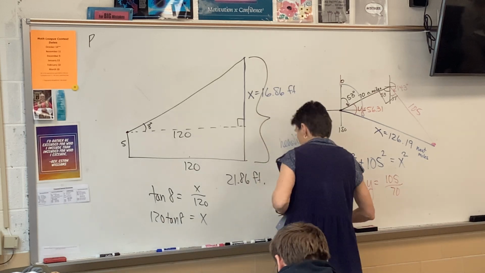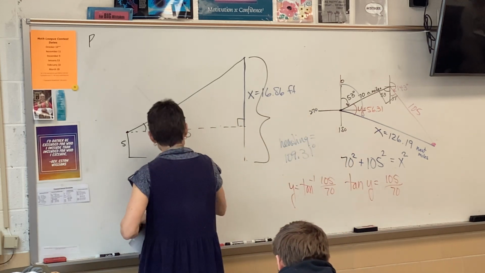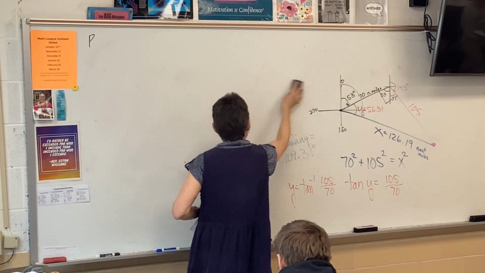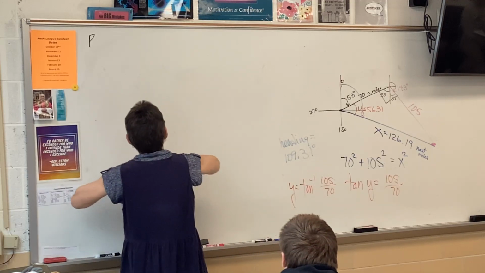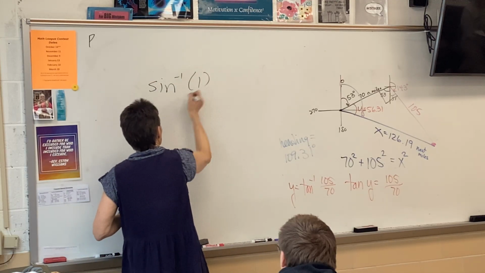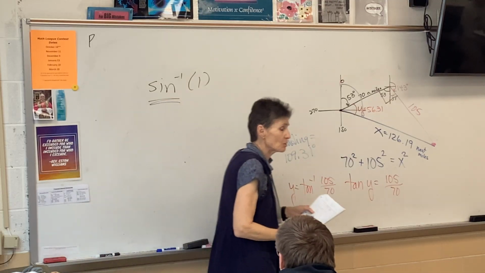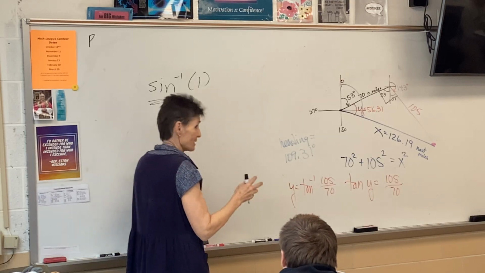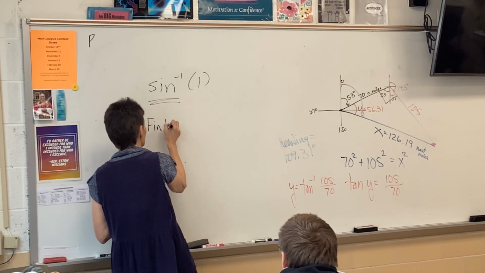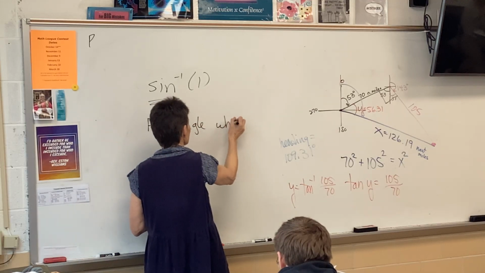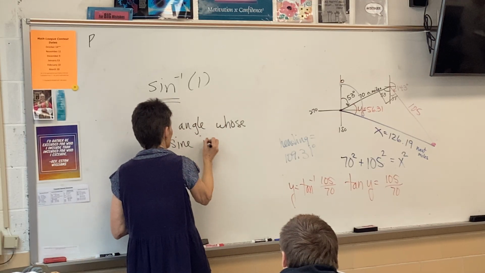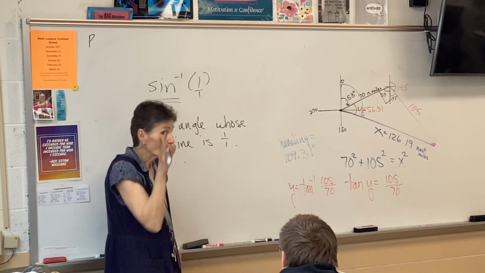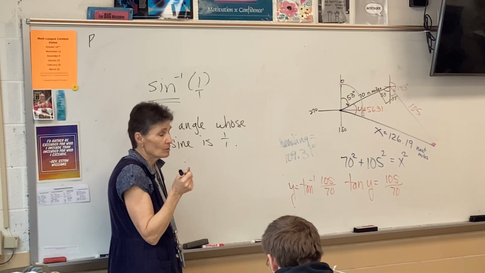1C. When you see notation like this right here, that means that you are finding an angle. So basically what this problem says is, find the angle whose sine is 1/1. So somewhere out there, there's an angle whose sine is 1.